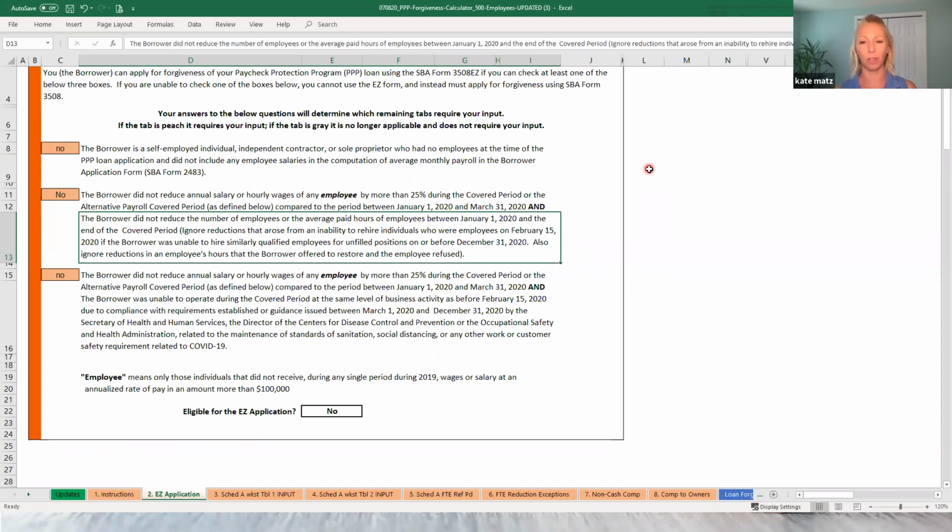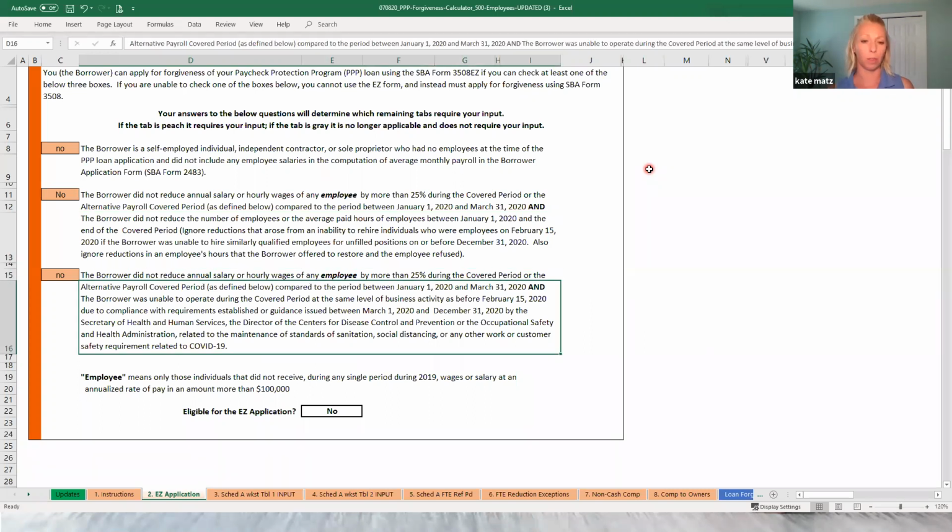So there's those couple of things that you can have an FTE reduction, but if it was because you couldn't find the right skills to bring back, or you tried to bring somebody back and they said thanks but no thanks, we're not going to hold you accountable for that. We will hold you harmless, and you can use the easy form.